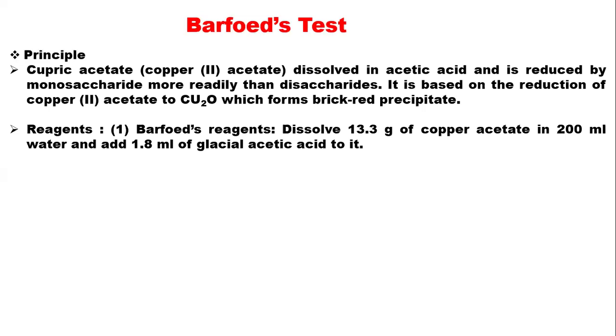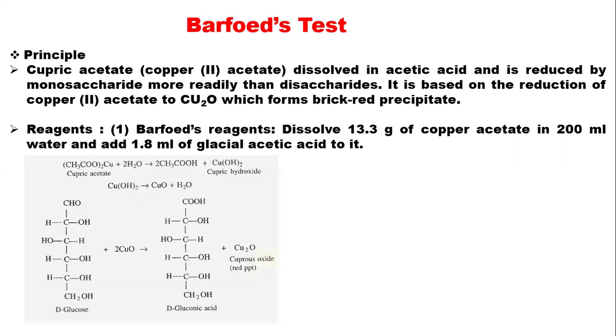Here, if we look at our reagent, we have Barfoed's reagent, which is prepared by dissolving 13.3 grams of copper acetate in 200 ml of water. After that, we add 1.8 ml of glacial acetic acid to it. So this is our Barfoed reagent. And now the reaction is as follows.